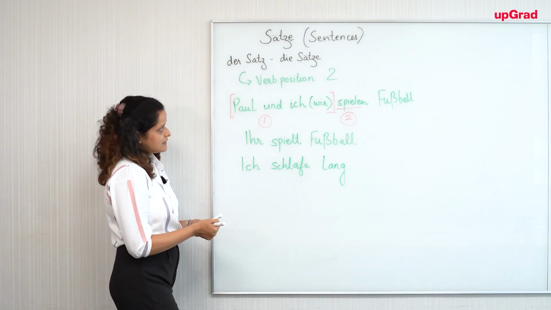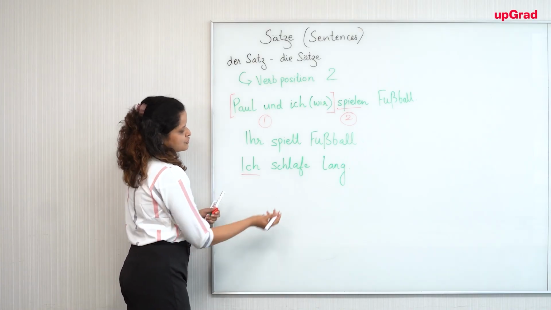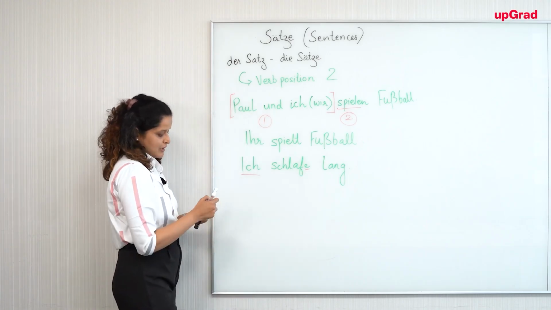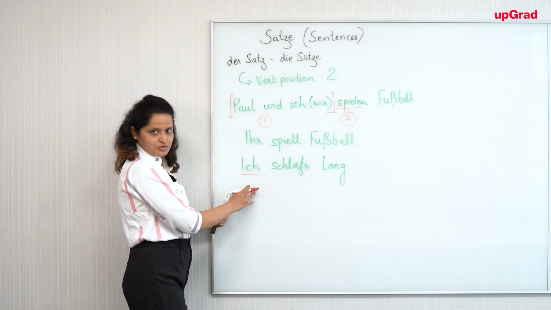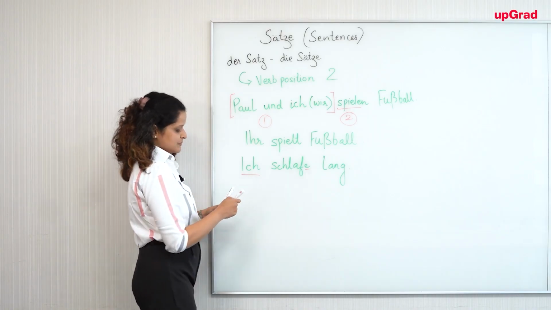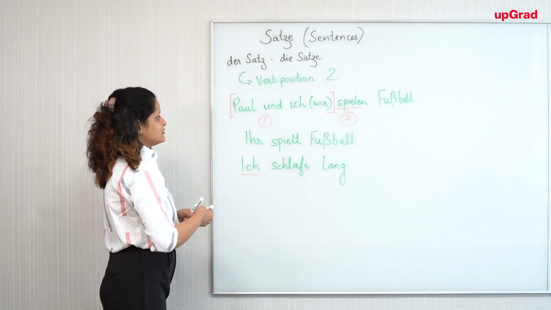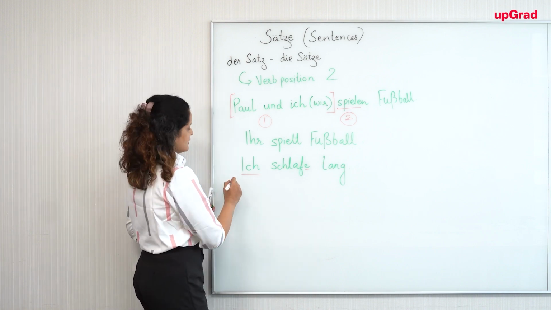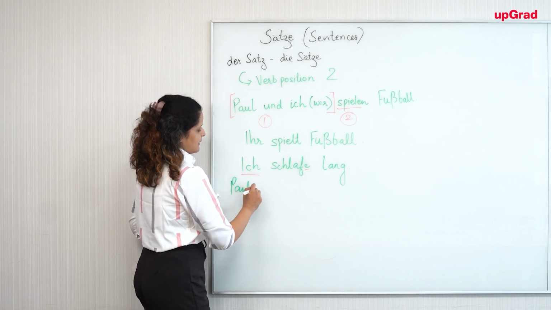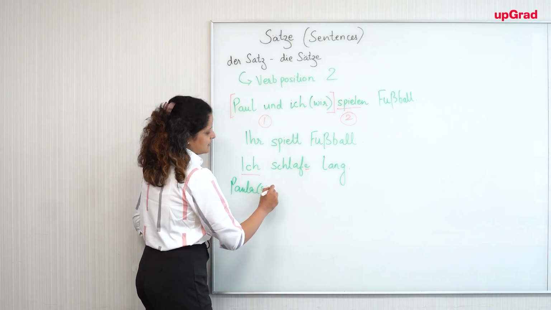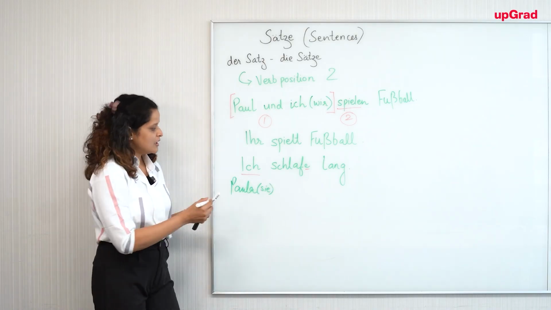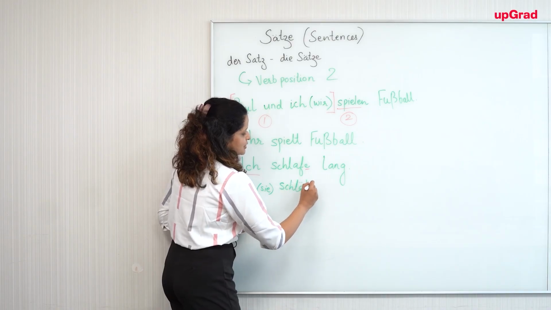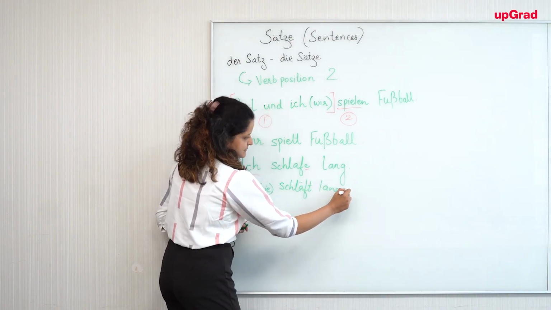So if you see here again, my pronoun has changed to ich and I have the word ich. I have the verb conjugation for ich. Now the same thing if I want to write, for example, sie. So let's take a noun here, Paula, which stands for third person sie. So here it becomes Paula schläft lang.